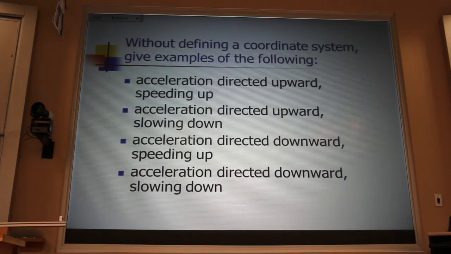What about this case? Acceleration down, but it's slowing down, so that means the velocity vector must be up. This is where all those examples fit that we talked about before. Shooting the rubber band up, throwing the ball up. Okay, so a ball thrown up.